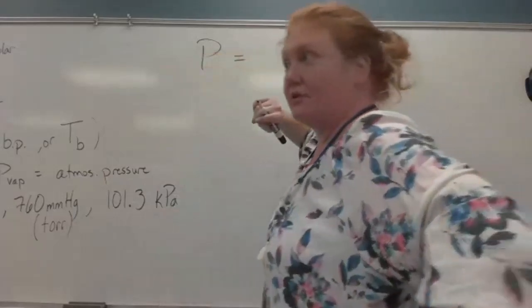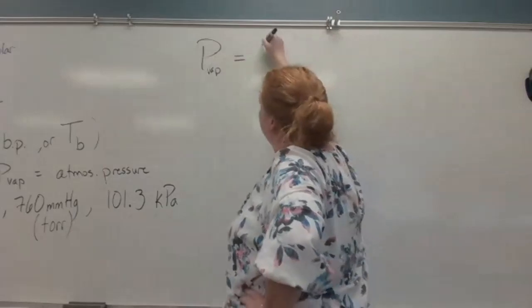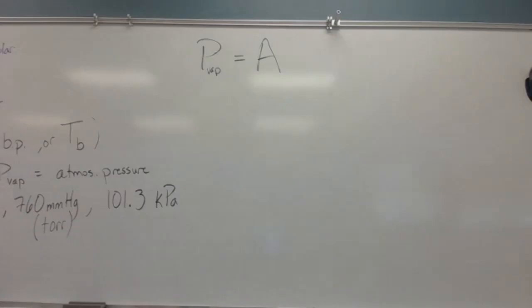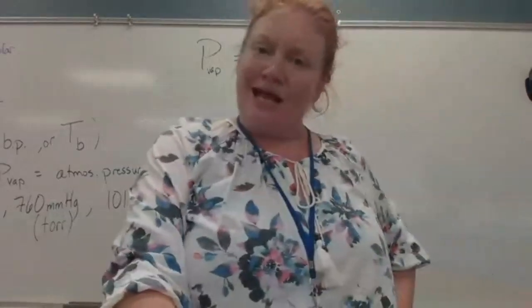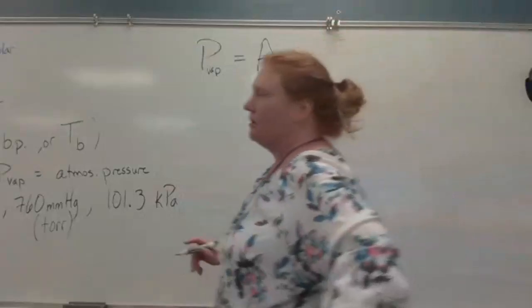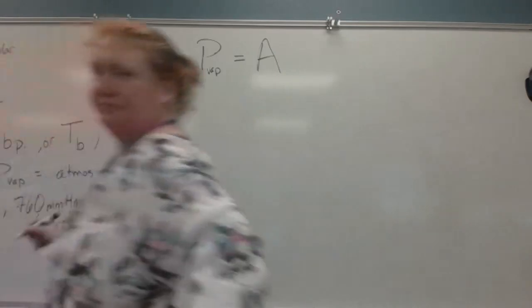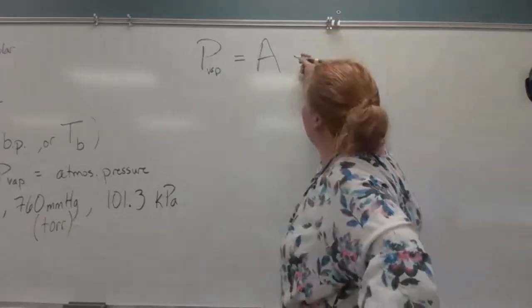Vapor pressure of a liquid, P vaporization, is equal to some constant A. Some number A. We can calculate what A is. We might do that a little bit. Otherwise, you have to go look it up in a table or be told what A is. A is for that particular substance.